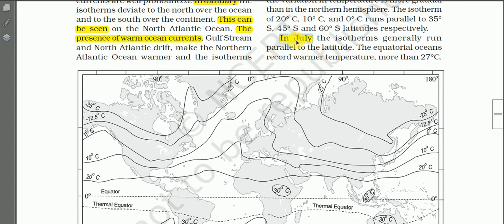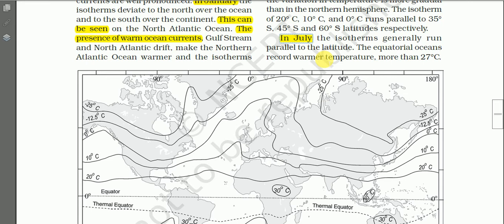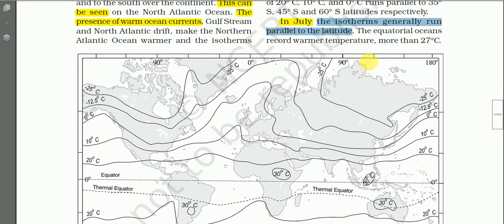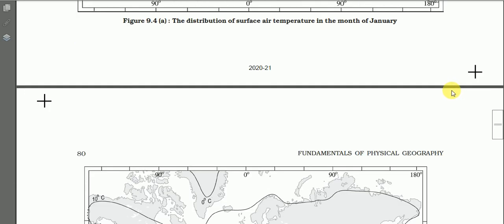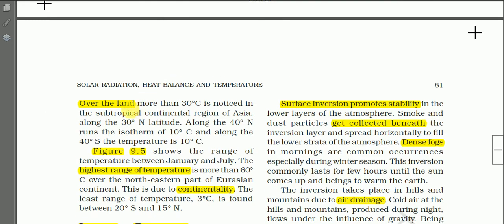In July, since we are in the northern hemisphere, July falls in the summer season. So in July, the isotherms generally run parallel to the latitude. The equatorial oceans record warmer temperature, more than 27 degrees Celsius, and over the land more than 30 degrees Celsius is noticed over the subtropical continental region of Asia.